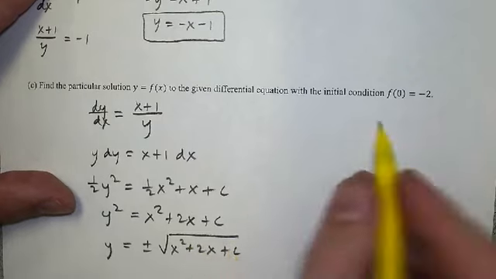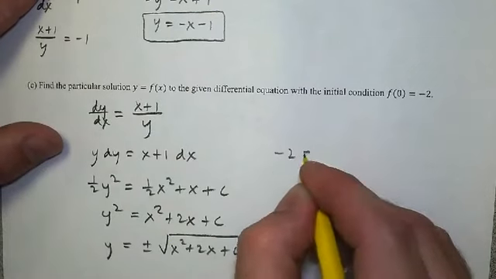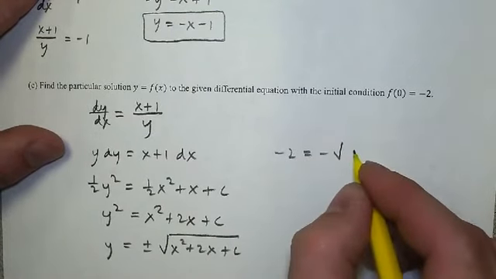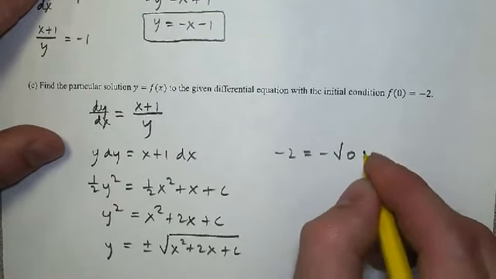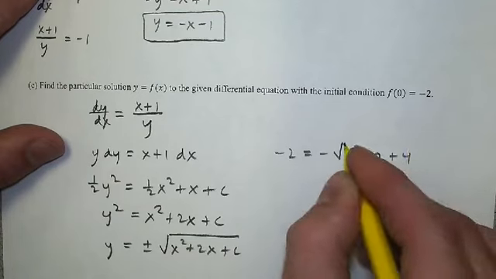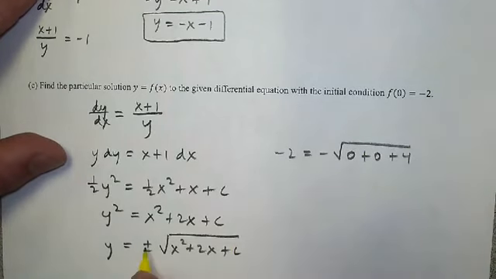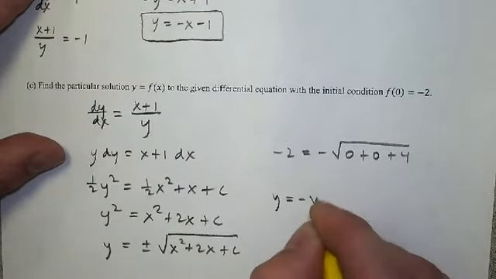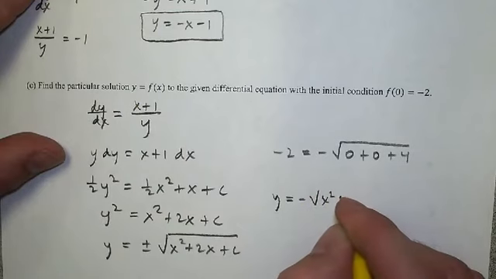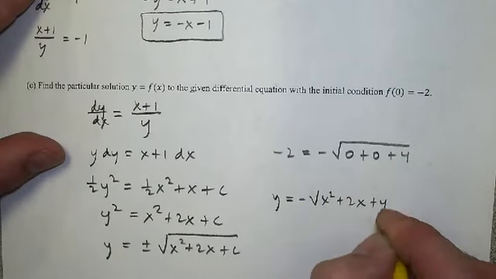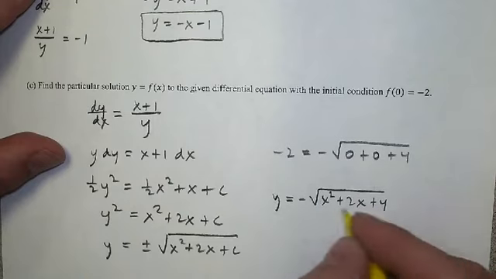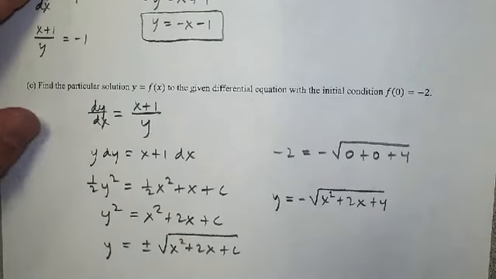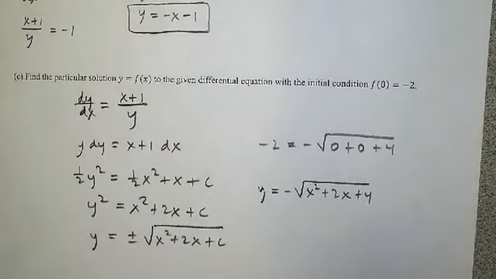All right, and then f of 0 is -2, so -2 is equal to the negative square root of 0 plus 0 plus 4. So C is 4. This is negative. So my particular solution y equals f of x is y equals negative square root of x squared plus 2x plus 4. It looks like it's factorable, but it's not. Even if it was, I would recommend just letting it be like that. All right, last one, number 4.